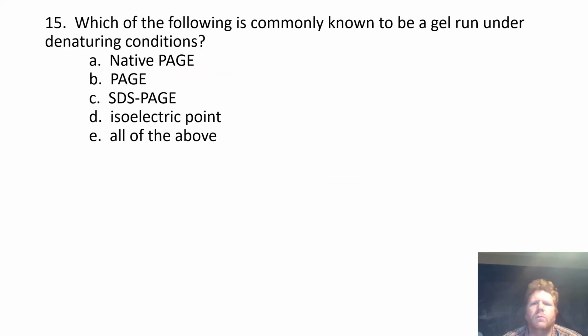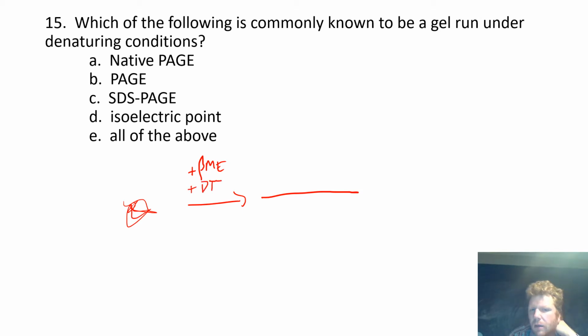Question number 15. Which of the following is commonly known to be a gel run under denaturing conditions? Okay, so whenever we're denaturing, we're taking a folded protein and we are adding something to basically linearize it. And so what are we adding? We're adding a couple of different things. One thing is we're adding beta-mercaptoethanol. We could also be adding DTT, dithiothreitol. Another denaturing agent that's commonly used is urea.